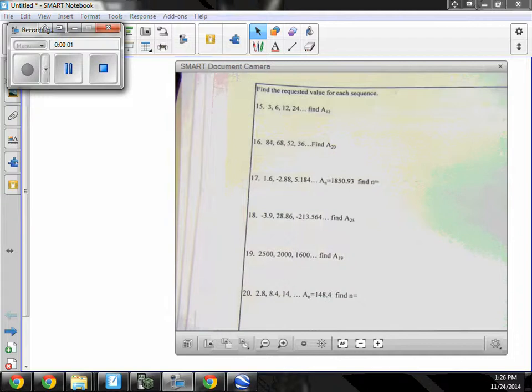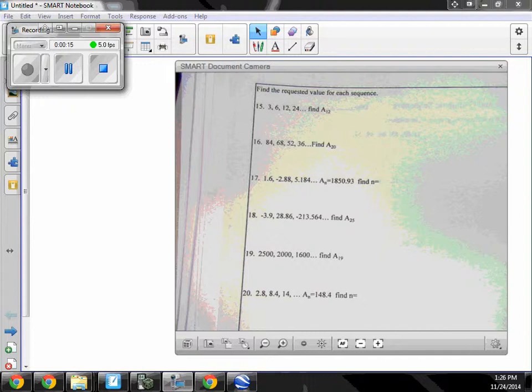On the front side you need to determine: is it arithmetic, geometric, or none of the above? How do you tell? You can tell the sequence is arithmetic if there is a common difference, where you're adding the same value every time. How would you tell if it's geometric? Multiplying the same number every time. And if it doesn't fit those two patterns, then it would be called neither.